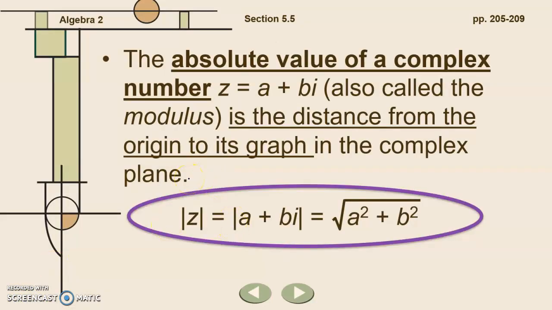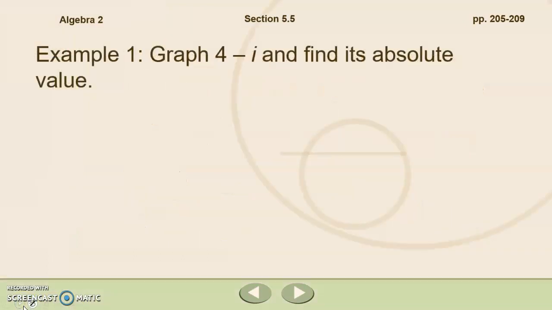But talking about absolute value, we're going to have this formula. The absolute value of z, represented here on the left, is equal to the absolute value of a plus bi. And because of what we know about the Pythagorean theorem, we know that a squared plus b squared would equal that modulus squared. So we can take the square root of a squared plus b squared to find out that third side of the triangle, the distance from the point to the origin.